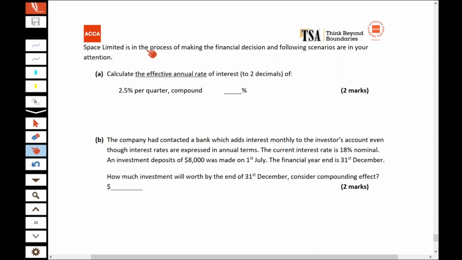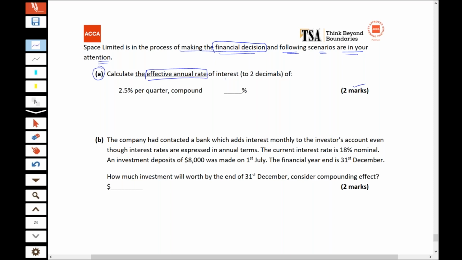Space Limited is in the process of making a financial decision, and the following scenarios are in your attention. Part A, 2 marks. Calculate the effective annual rate of interest. What is effective annual rate of interest?